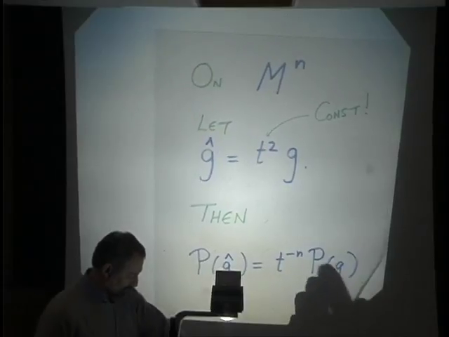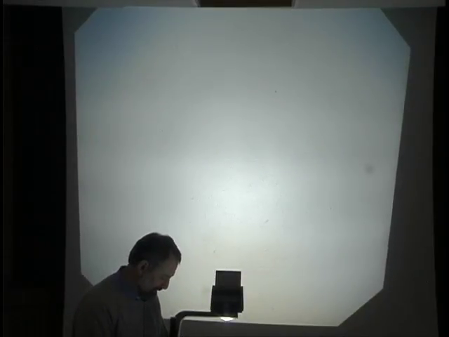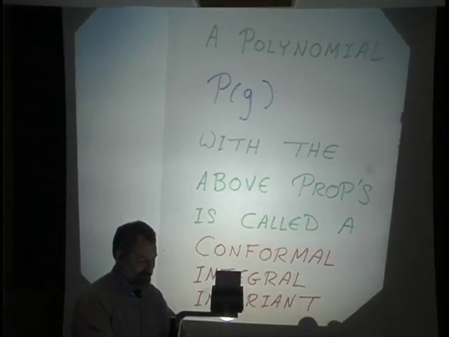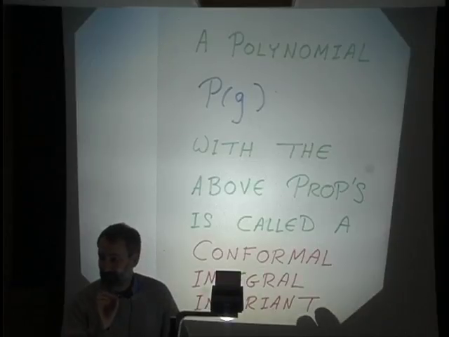So a polynomial with those properties is simply what I call, what everybody calls, a conformal integral invariant, or maybe the integral of that should be called a conformal integral invariant. Anyway, that's the definition of a conformal integral invariant, okay?